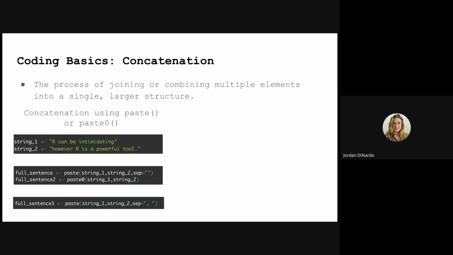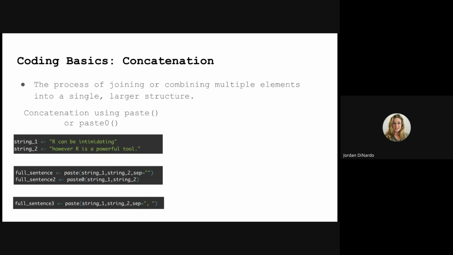Okay, so another topic that I wanted to work through is what's called concatenation. Quite a tongue twister, but this is the process of joining or combining multiple elements into a single larger structure. And you can concatenate one way by using the paste or the paste0 function. So we work through some examples here. Say we have these two character strings, string 1 and string 2. String 1 says, R can be intimidating, while string 2 says, however, R is a powerful tool.